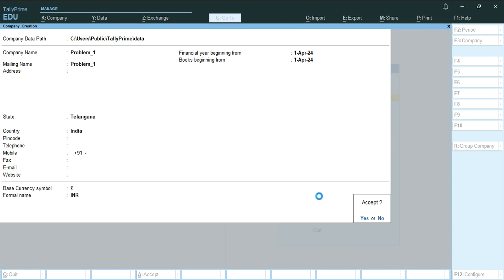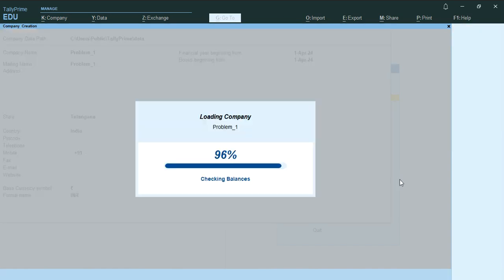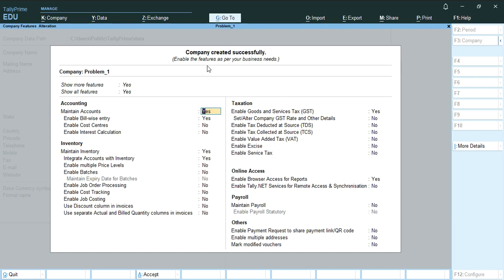Press enter. Immediately after entering all these details, a window will open called features of the company. Based upon the requirement, we will be activating the features. We will be discussing these features in detail. Essentially, what you know as maintain accounts, make this feature yes. Any other feature, make it no. Press enter. No. Enter.